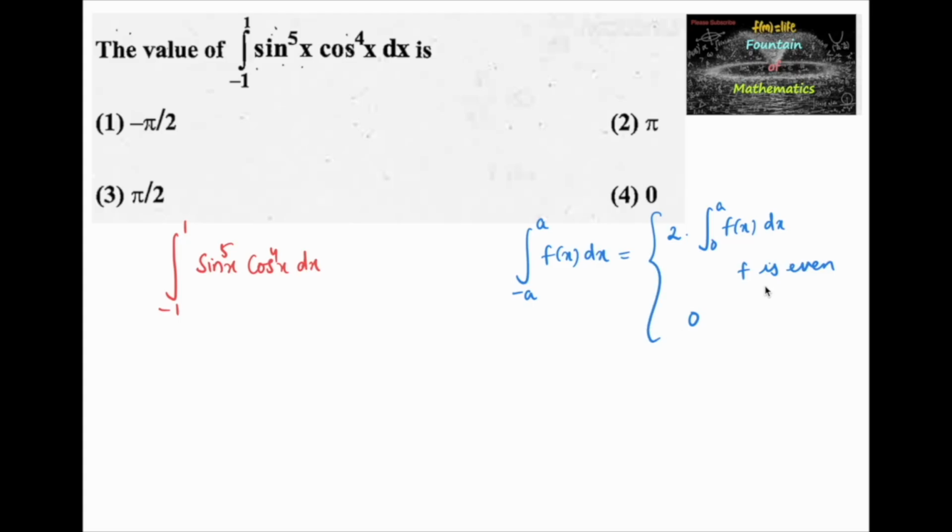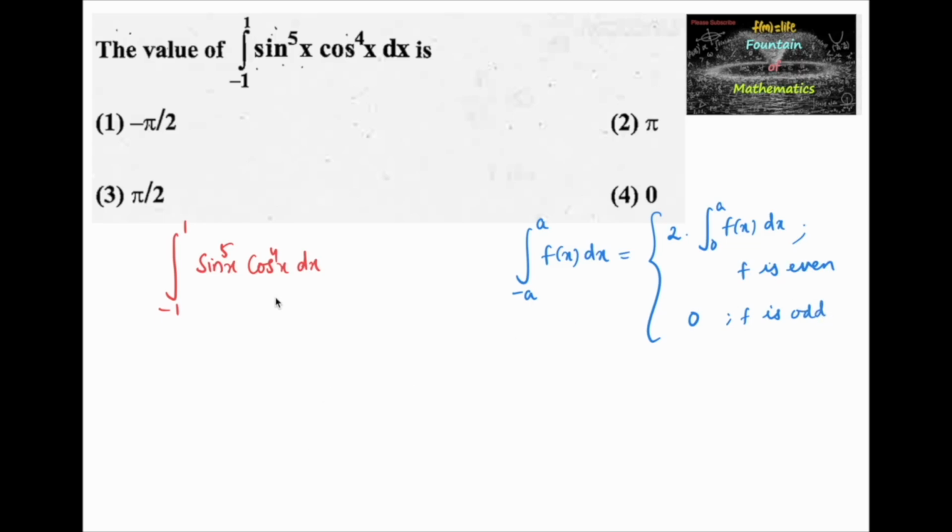So we need to find integral minus 1 to plus 1 sine power 5x and cos power 4x dx. And we know that integral minus a to plus a f of x dx is equal to 2 times integral 0 to a f of x dx when f is even function, and which is equal to 0 when f is odd.